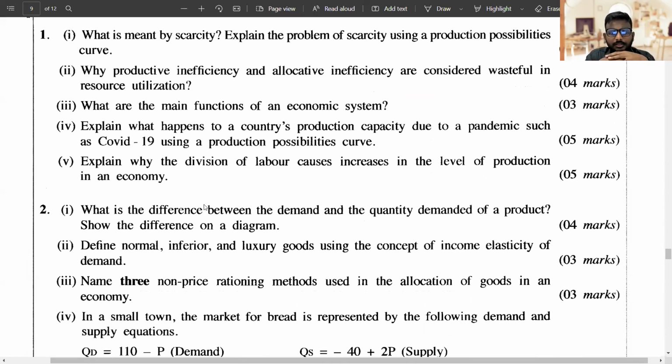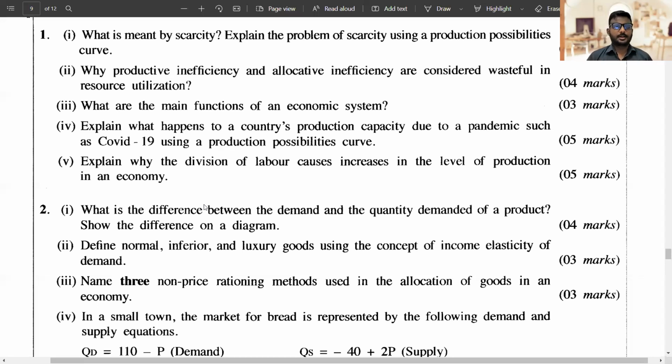So is it okay to define PPC also or not necessary? No need. You don't have to say what PPC is. That's not the focus of the question, right? You read the question, you get the idea of what is required here. What is meant by scarcity? Okay, scarcity, the definition you give, because by the definition you are answering that question. And then explain the problem of scarcity using PPC. So you don't have to explain PPC here. You just have to draw the PPC to show scarcity, and next to it, give a description of how PPC is presenting or explaining scarcity.